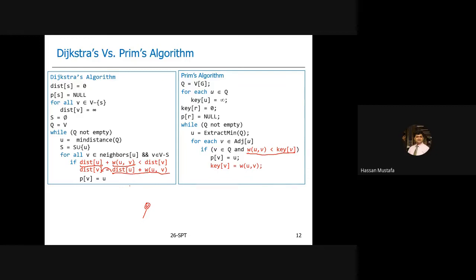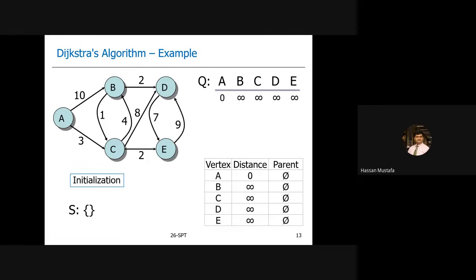So let's run an example. If we have this graph, we have five different vertices and several different edges. For this specific algorithm, we maintain a queue here. That's the minimum priority queue, and the initialization is already done here. That was the first few lines of the code, where we have set the cost of all the other vertices as infinity.